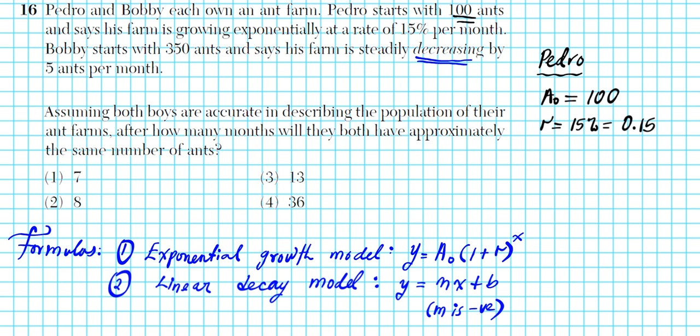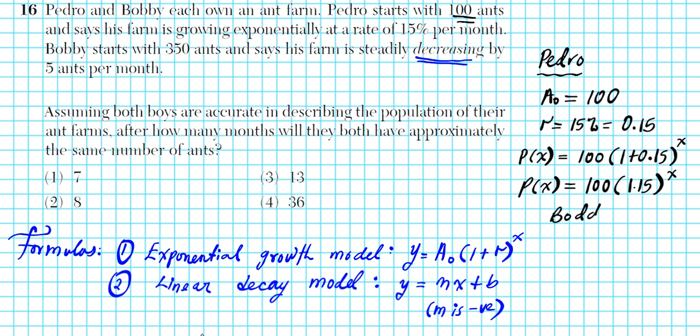Pedro's exponential growth model, p of x, is going to be the initial amount times 1 plus the growth rate, raised to x. If we simplify it, Pedro's exponential growth model is 100 times 1.15 raised to the x power. Okay? Now let's take a look at Bobby's case.